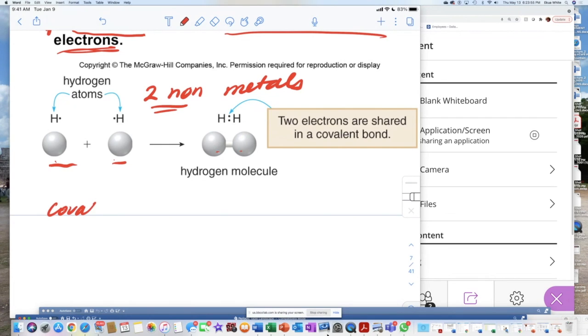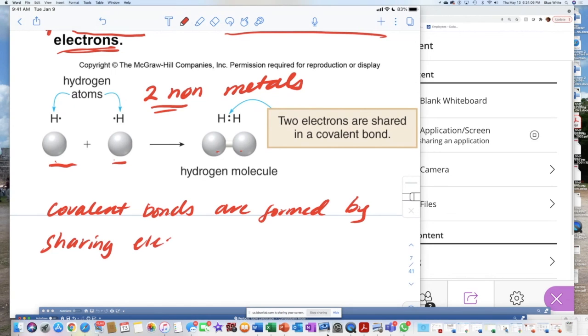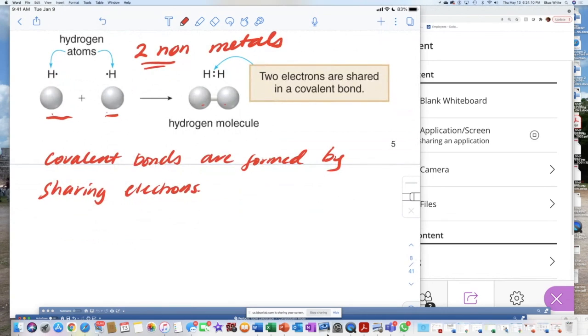So covalent bonds are formed by sharing electrons. So which electrons are shared? For the most part, the electrons that are shared are the unpaired electrons.